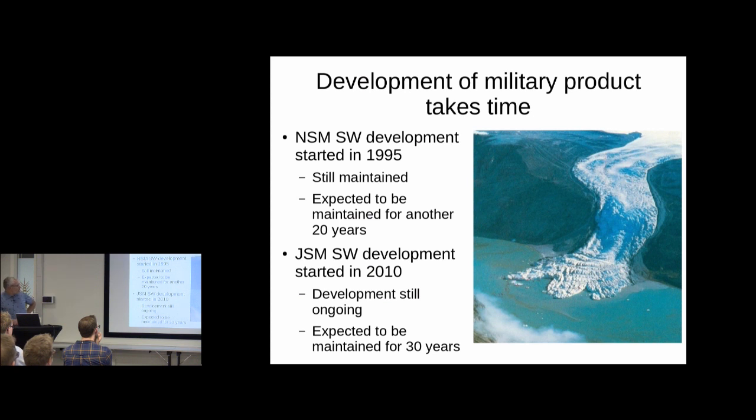What you see here is a glacier, and it moves slowly. That is something like the development of military products. It takes a long, long time. The NSM software development started in 95. It's still actively maintained. We're adding features based on customer requests. And we think it's going to be maintained for at least 20 more years.